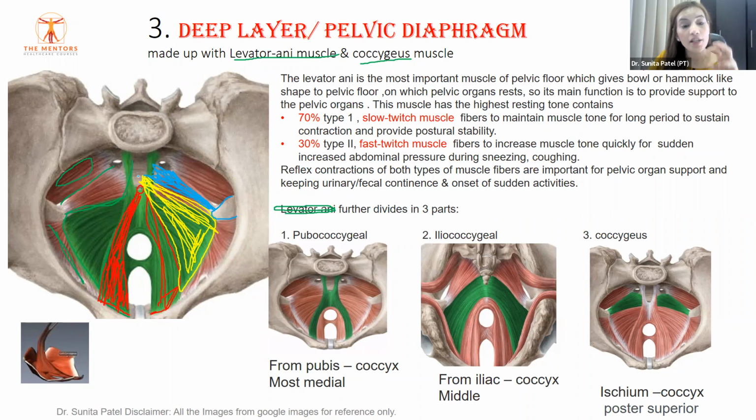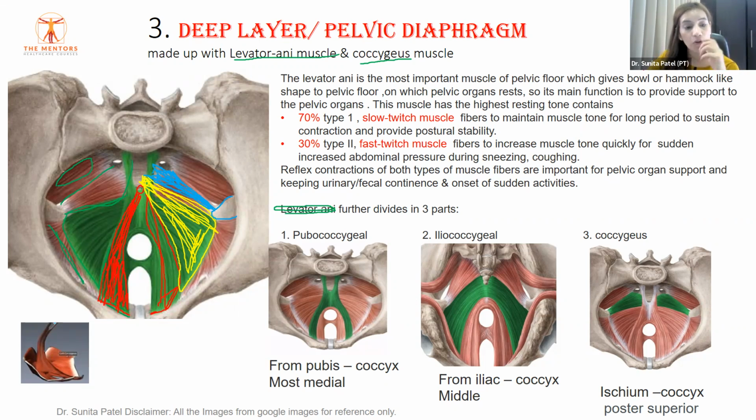And now organs are resting on the muscle. Once the uterus is there, or rectum, or bladder, their surface is going to come in contact with the surface of the pelvic floor. So they are supportive, and they are stabilizers.